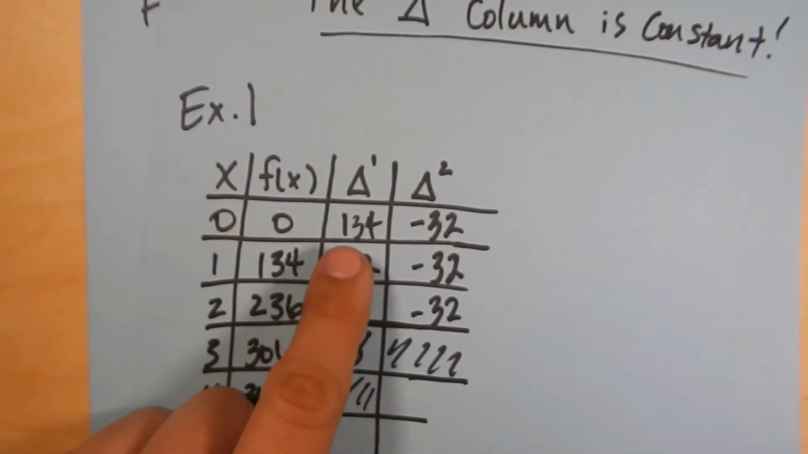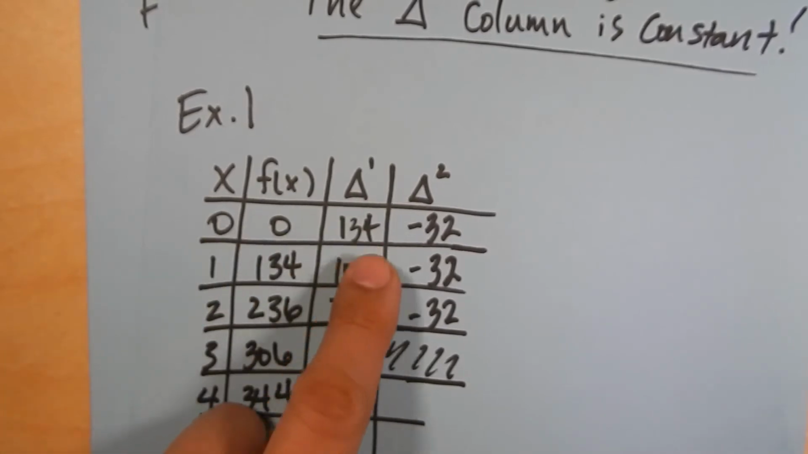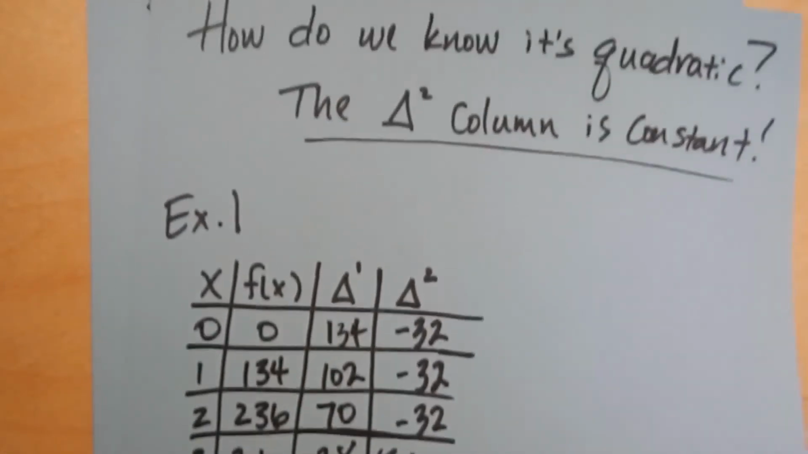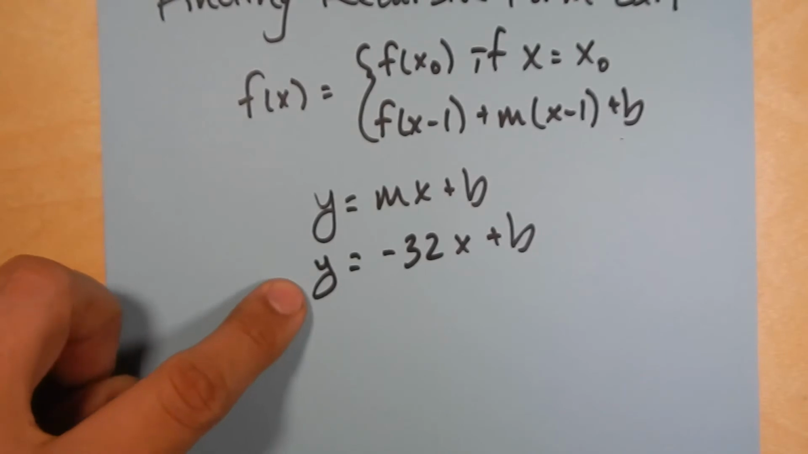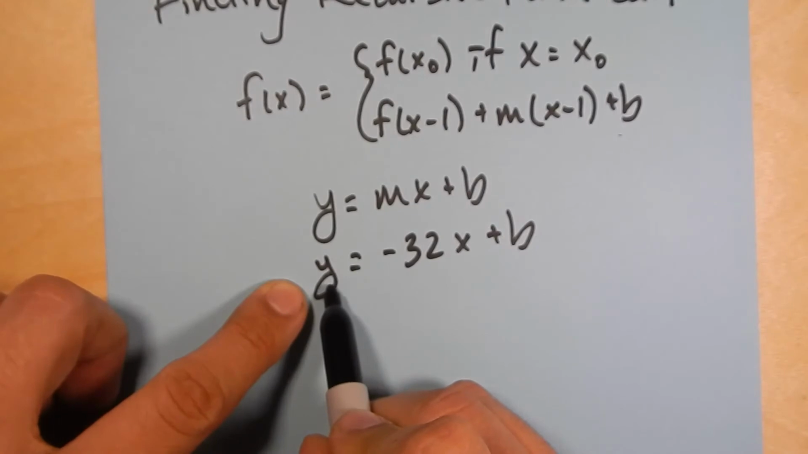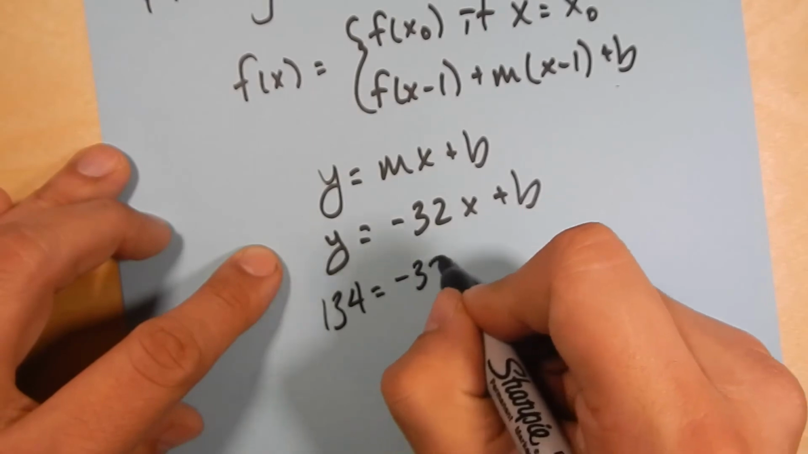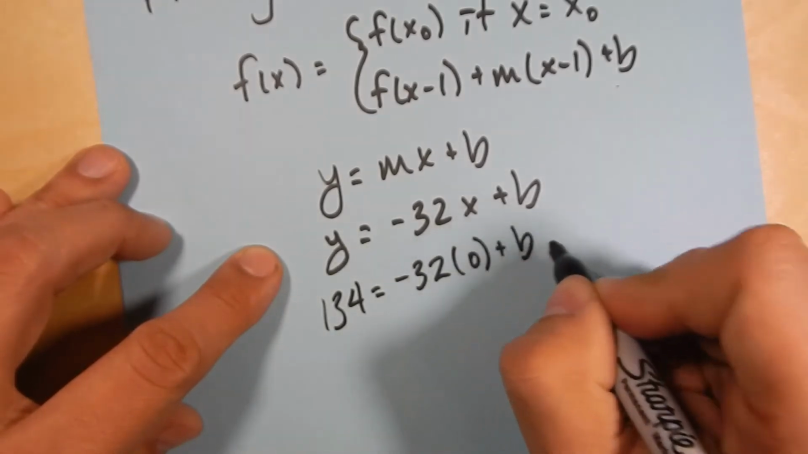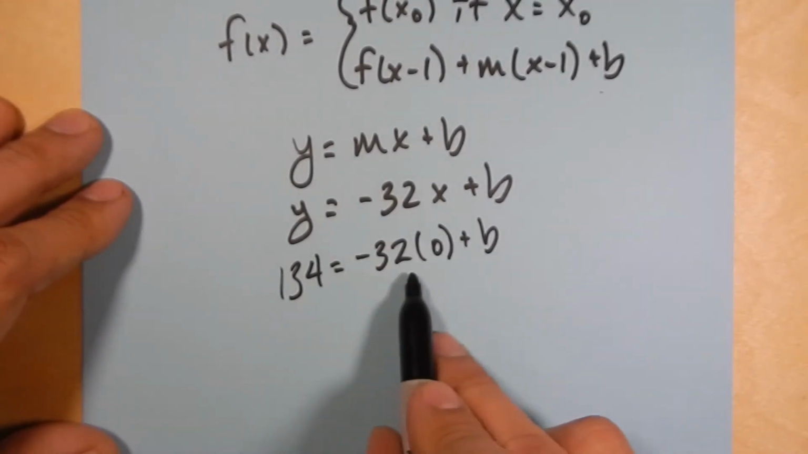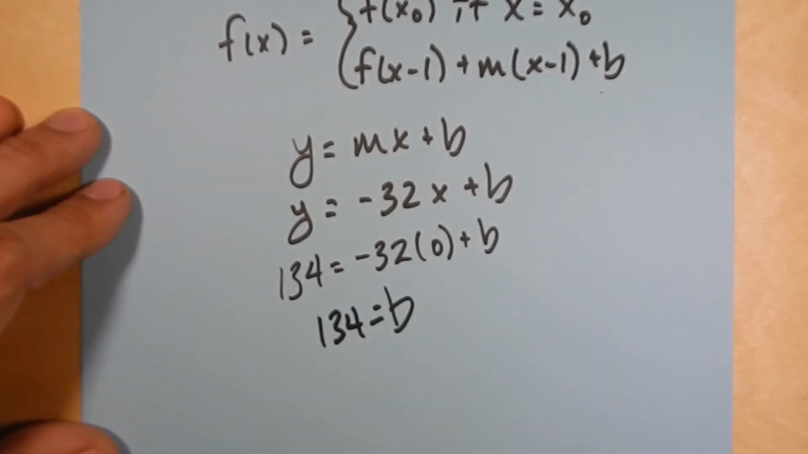So what we need to do is use this input, and we're going to use this for an output to define this linear function. So 0 goes to that, 1 goes to this, 2 goes to that, and so on. So all we need to do is substitute 0 in for x, and then 134 in for y. So we have 134 is negative 32 times 0 plus b. We might be able to see what's happening here. So negative 32 times 0 is 0 plus b. So we have b is 134, and that was pretty easy.